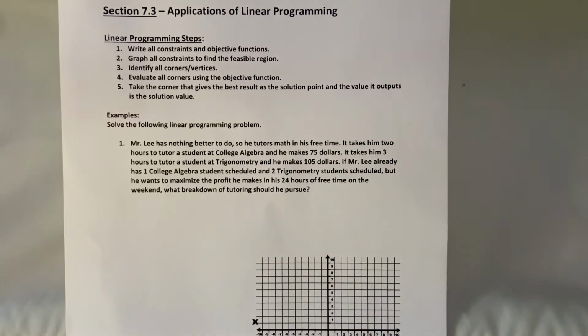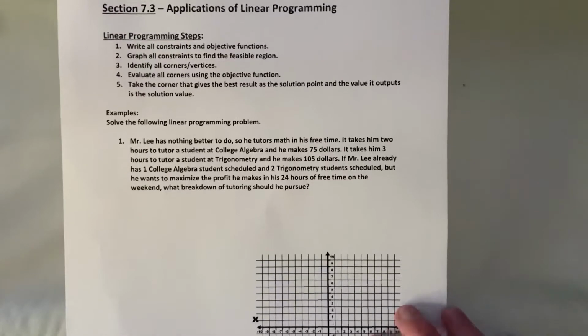Okay, so the last section of Chapter 7 that we do is 7.3, Applications of Linear Programming. So our goal is to turn word problems into those equations, or the types of equations we did in the last section. So your goal is to write all constraint and objective functions, graph the constraints to find your feasible region, get the corners, plug them in, and see which one produces the most desirable result.